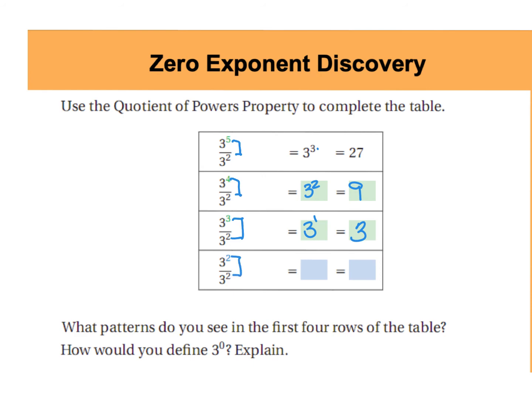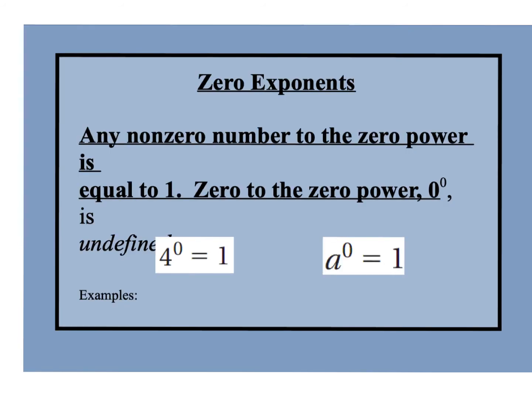3 minus 3 gives us 3 to the power of 0. If we keep going, this equals 1. So, what pattern do you see? Notice that the exponent is going down and our multiples are going down all the way to 1. So in your notes, our 0 exponent: any non-zero number to the 0 power is equal to 1.